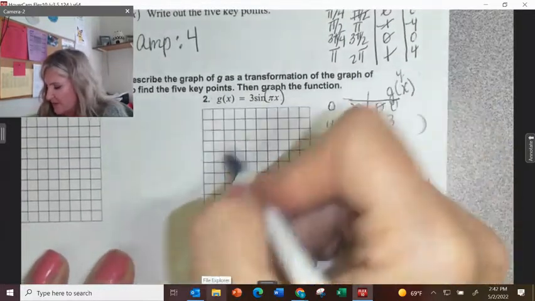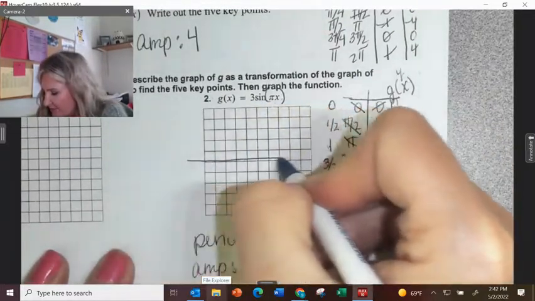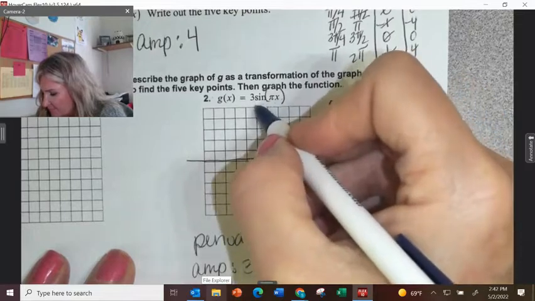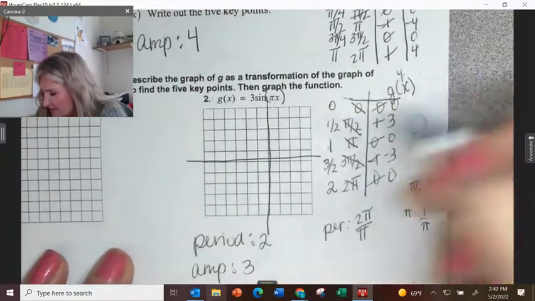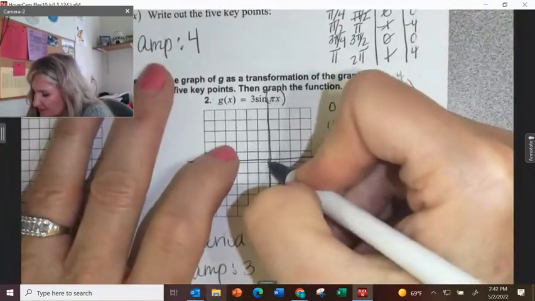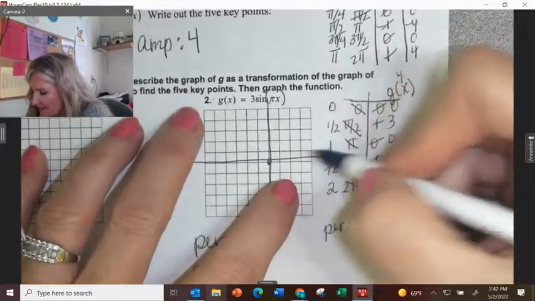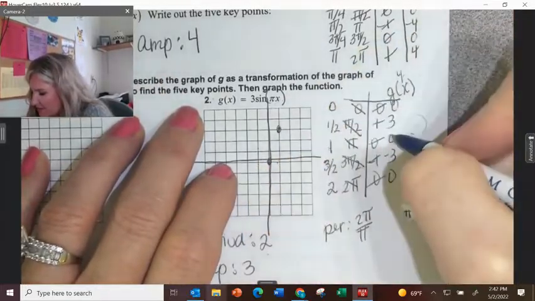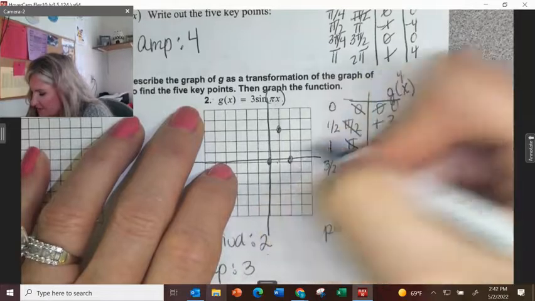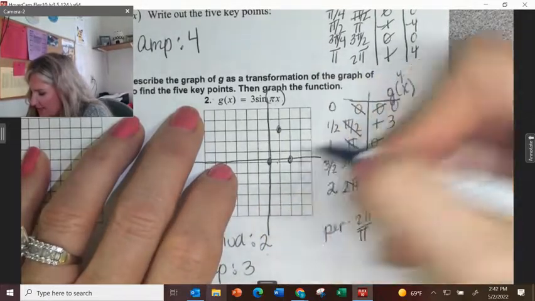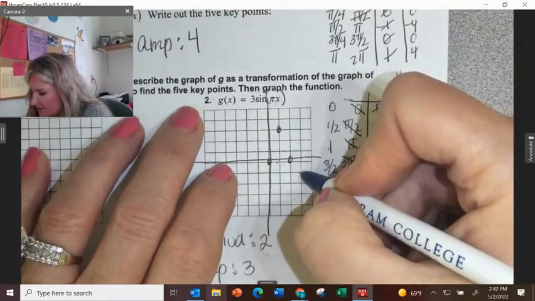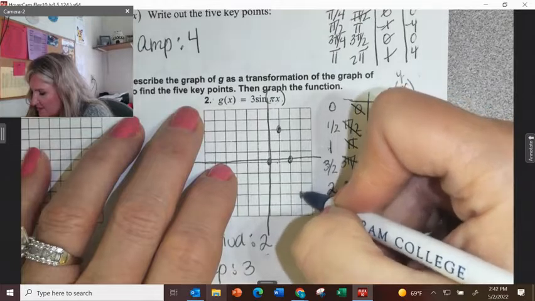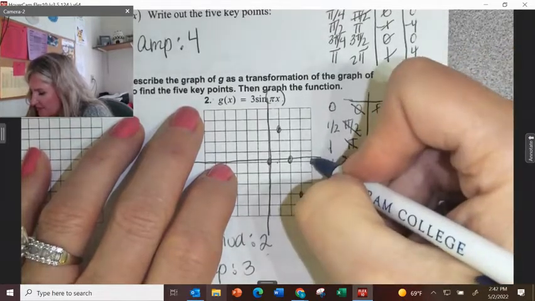3. So we're now going to graph this, plot the points. So I'm going to have 0, 0. I'm going to make these go by 1/2. At 1/2, I'm going to have 3. At 1, we're at 0. 1.5, we're going to be at -3. And at 2, we're going to be at 0.